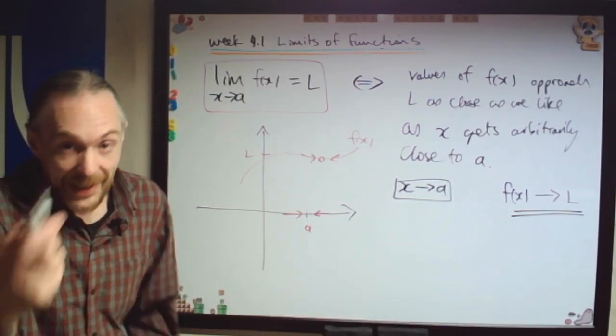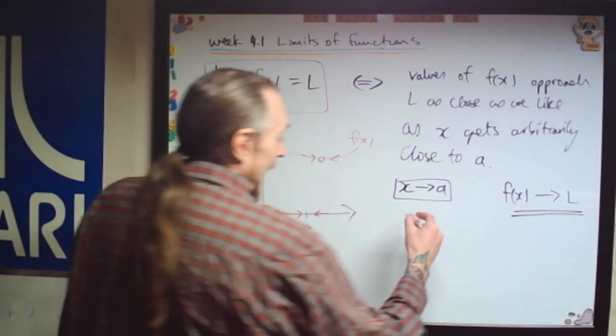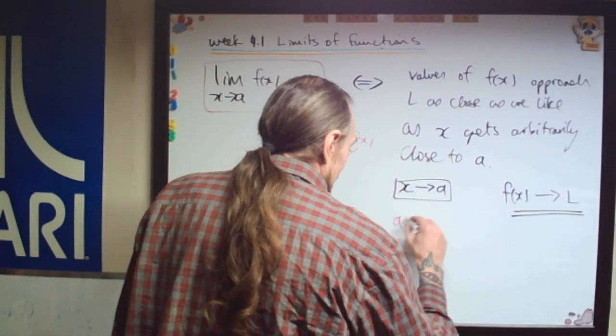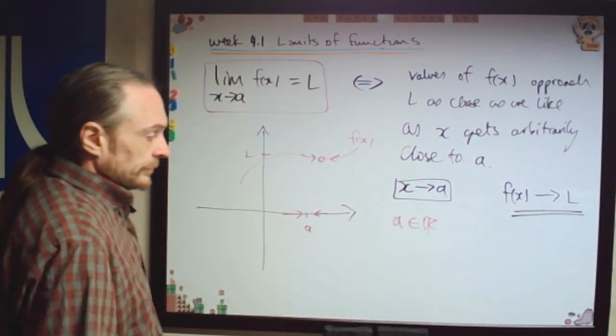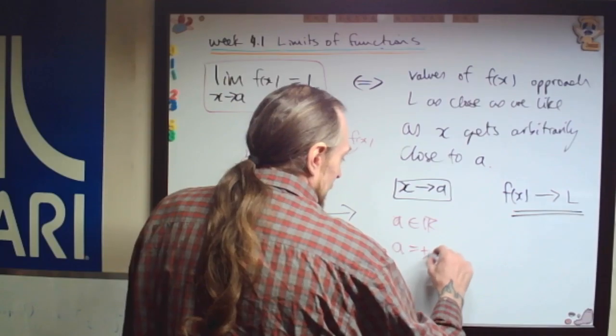And then we're going to have 4 cases now based on x can actually approach a, can be a real number, or a can be plus or minus infinity.